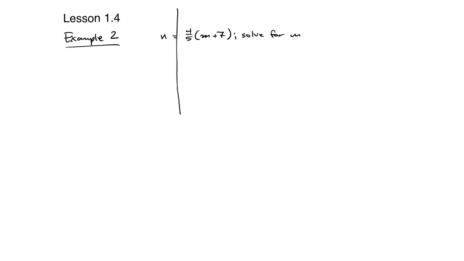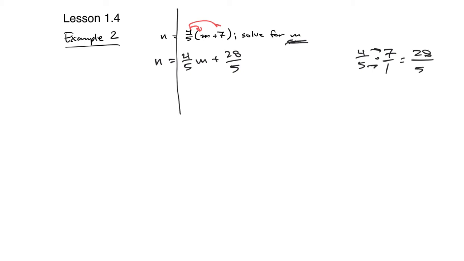Okay, example number 2. Write all the examples in your notes, by the way. N equals 4/5 times m plus 7. Solve for m. So the first thing I'm going to need to do is what? I see parentheses. That's right. I'm going to distribute. So I'm going to rewrite. I got n equals 4/5 m plus 28 over 5. That's what you get when you multiply 4 over 5 times 7 over 1. You go straight across. 4 times 7 is 28. 5 times 1 is 5.